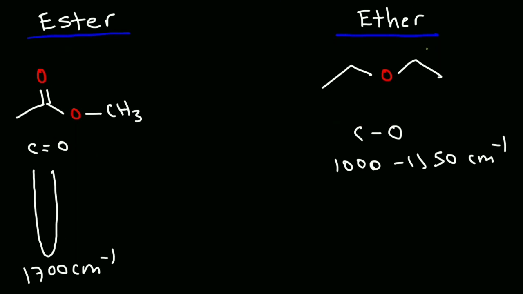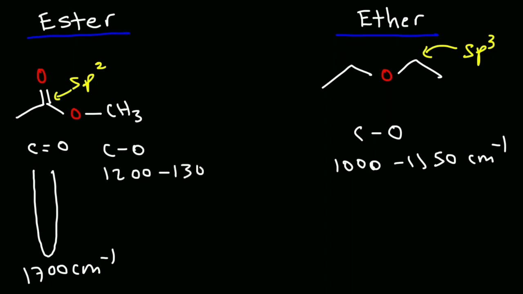For now, you want to take into account the type of carbon that is attached to the oxygen. This is an sp3 carbon. Here, we have an sp2 carbon. So therefore, the CO stretch is going to be different. It's going to be higher, between 1200 and 1300. And the reason for that is the resonance that can form here.